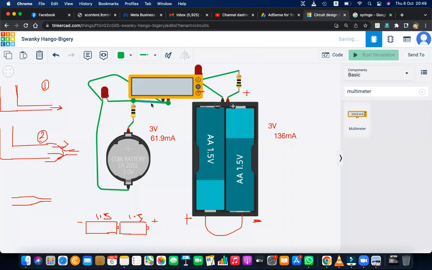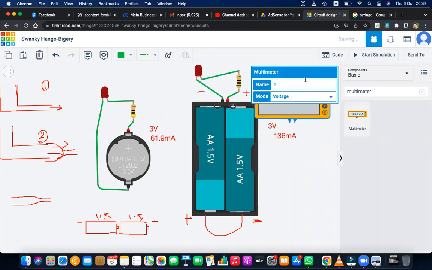Okay, let's check this situation in the other circuit. In the other circuit, let's see the situation. Moving this here.